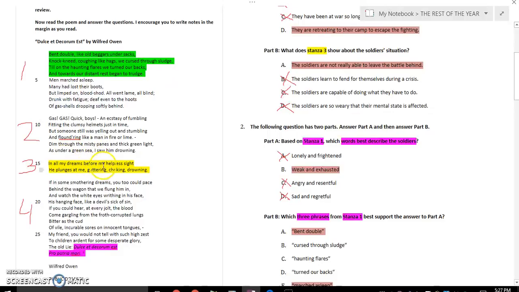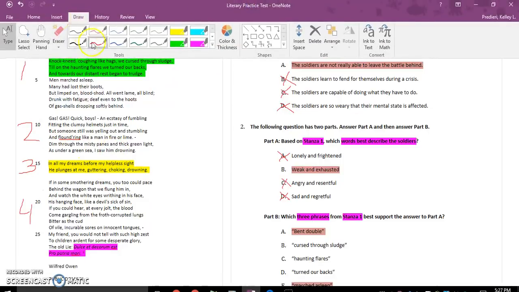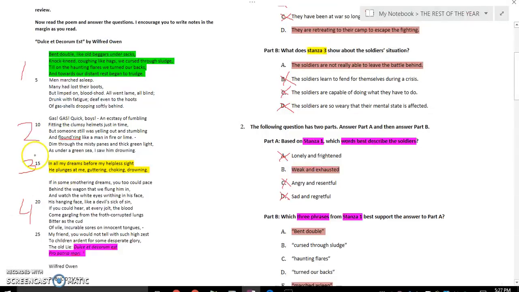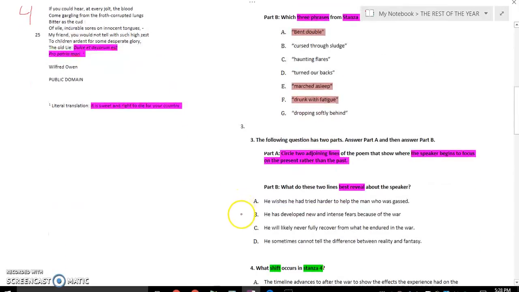In all my dreams before my helpless sight, he plunges at me, guttering, choking, drowning. In all my dreams before my helpless sight, this is happening right now in the present. So those are going to be our 2 lines. So we're going to circle those 2 lines. Okay. And then what do these 2 lines best reveal about the speaker?